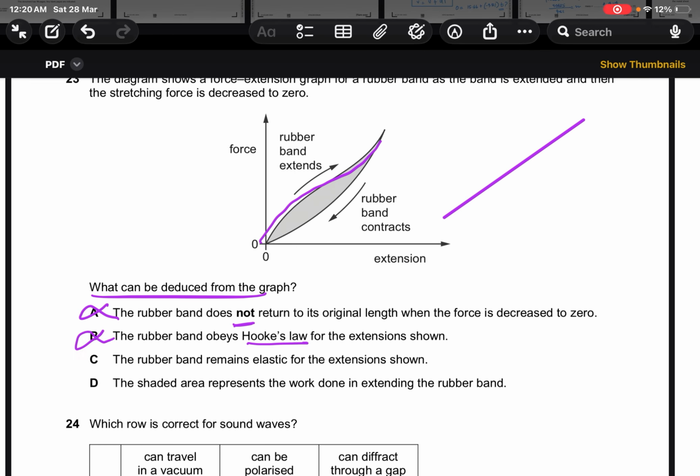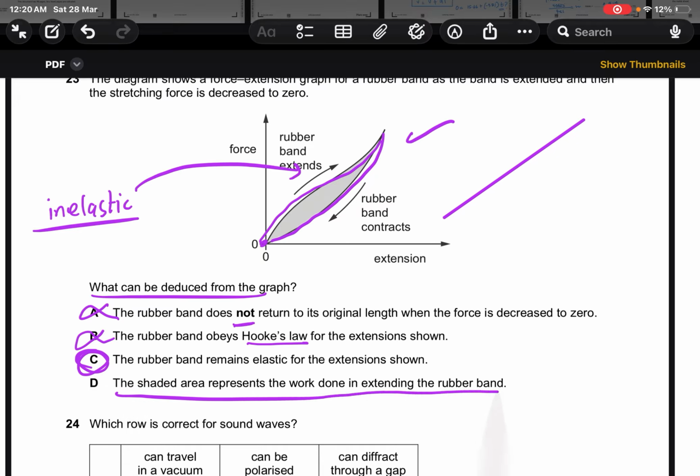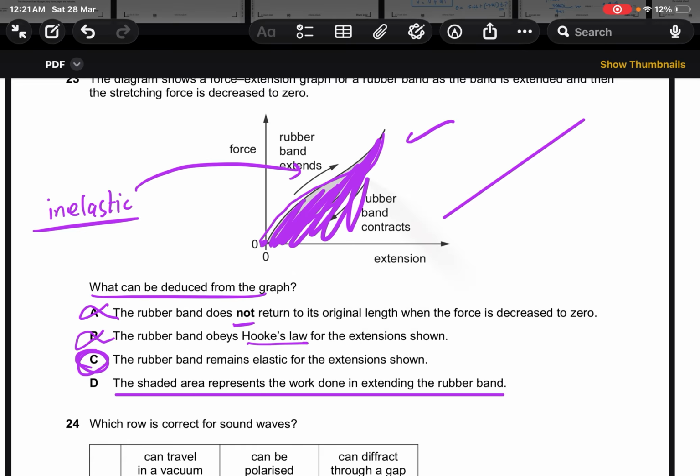So cross. The rubber band remains elastic for the extension shown. Yeah, that's correct. Elastic means it's going to return to its original position. Inelastic means it's not going to return to its original position. But elastic means it's going to return. So this is elastic. So option C is correct. The shaded area represents the work done in extending the rubber band. No. This entire area is the work done in extending the rubber band. Entire area under the graph.